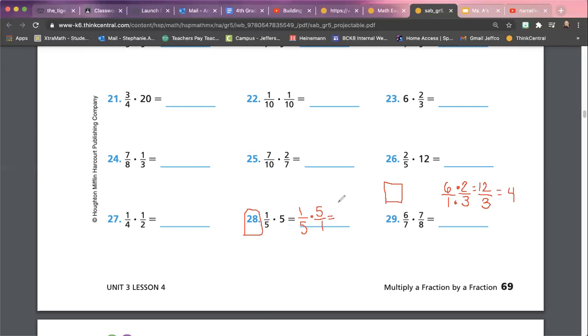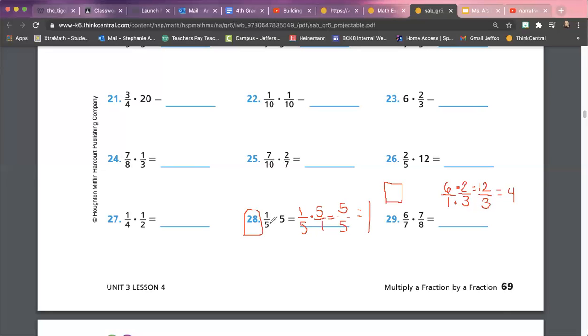Good job, Bella. Okay, what did you do now? And then I times 1/5, 5 times 1, and then I got 5/5. 5/5. Bella, what could I do to this 5/5? It's 1 whole. Good job, Bella. It's just 1 whole.